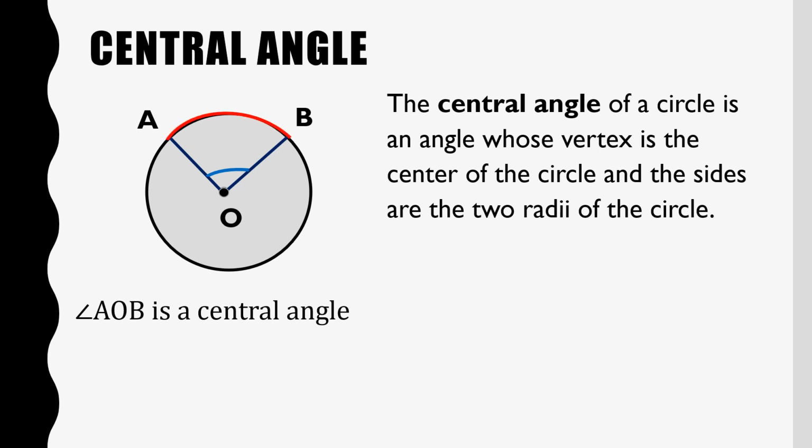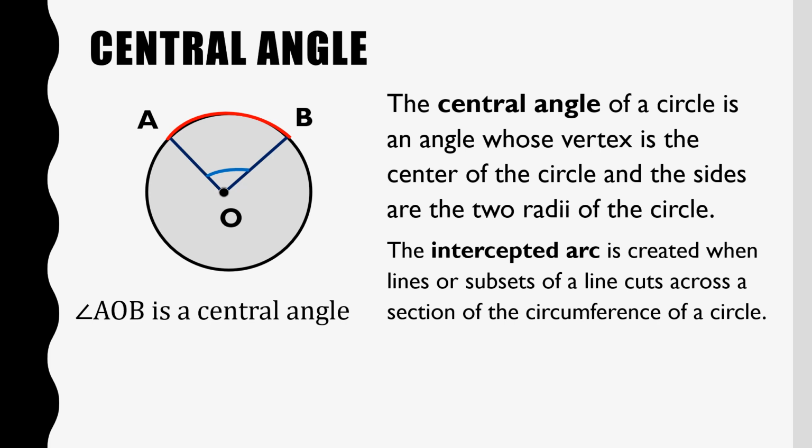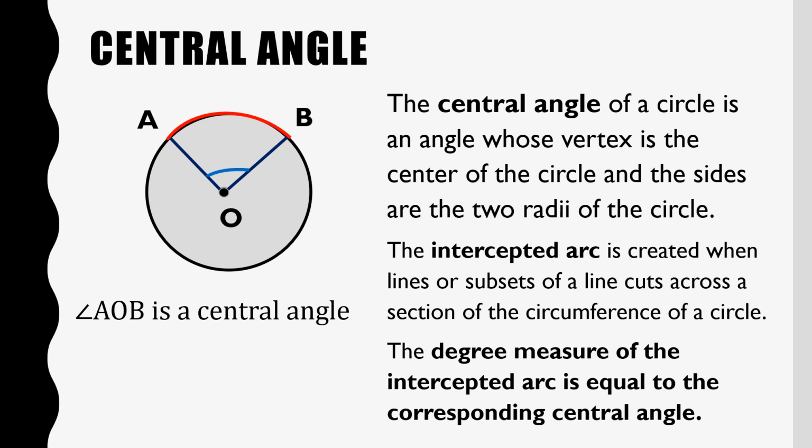The arc between point A and point B is called an intercepted arc. The intercepted arc is created when lines or subsets of a line cuts across a section of the circumference of the circle. Remember that the degree measure of the intercepted arc is equal to the corresponding central angle. So therefore, if the measure of angle AOB is equal to 80 degrees, then the measure of arc AB is also 80 degrees.